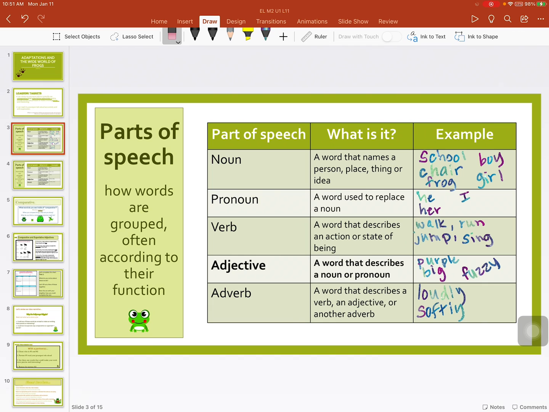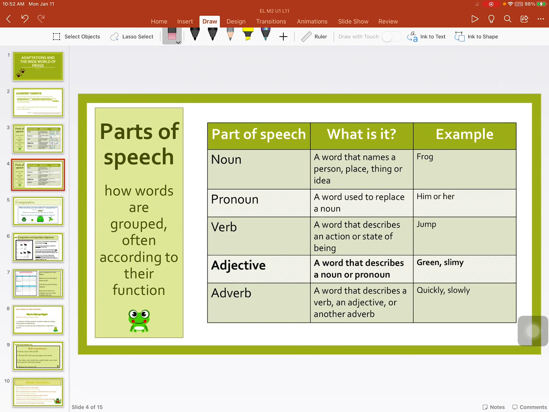An action. Adjective. A word that describes a noun or pronoun. Purple, big, fuzzy. Those are all things that we can use to describe things. Adverb. A word that describes a verb, an adjective, or another adverb. Loudly, softly. Now, not all adverbs end in ly, but usually if you see a word ending in ly, that's a big hint that it could be an adverb. And then here are just some examples that we had prepared for you. So you can just take a look if you want more examples of nouns, pronouns, verbs, adjectives, or adverbs.